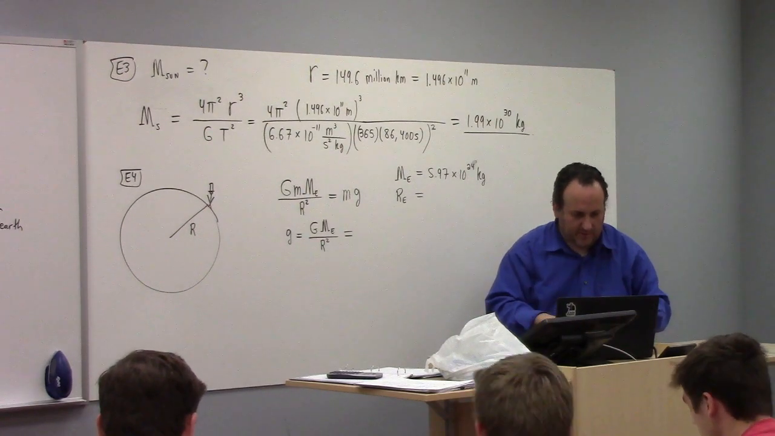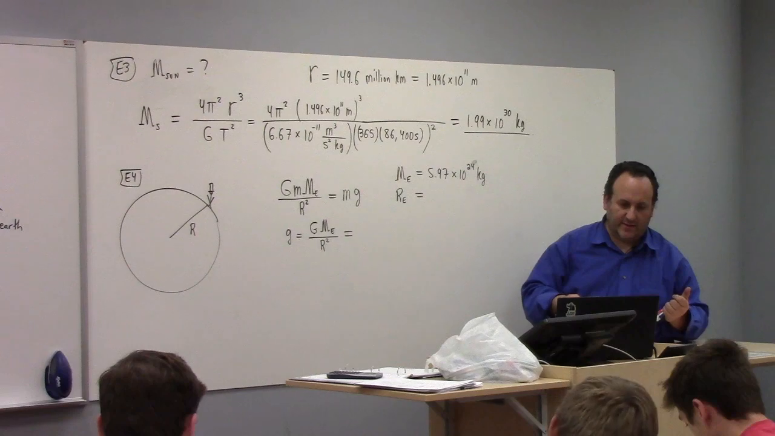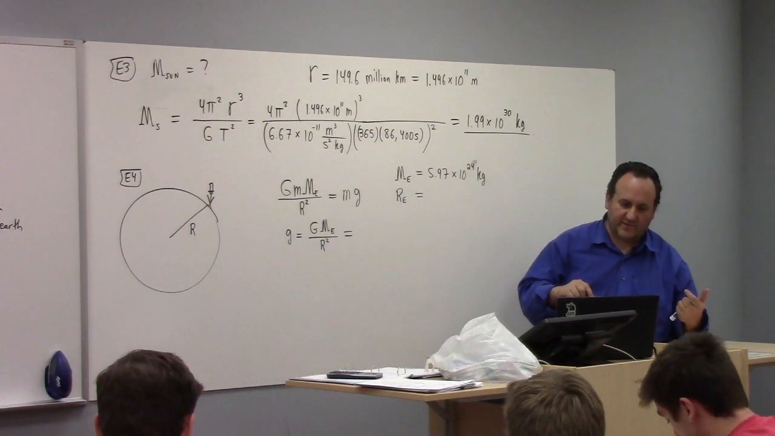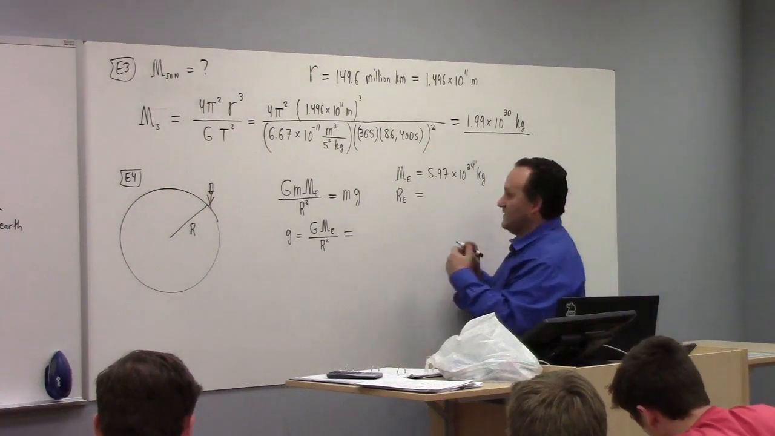All right, so the radius of the Earth is about 6,378 kilometers. Let's write that more civilized. Let's say 6.378 times 10 to the 6th meters.